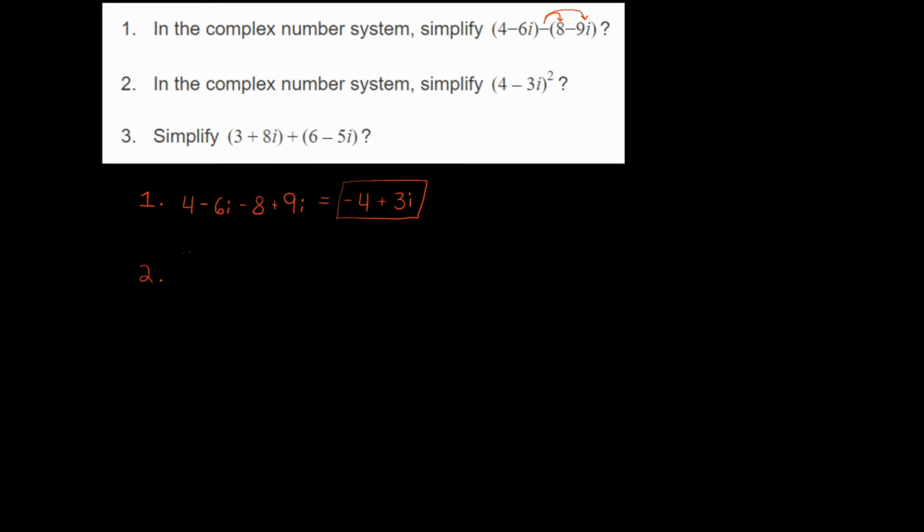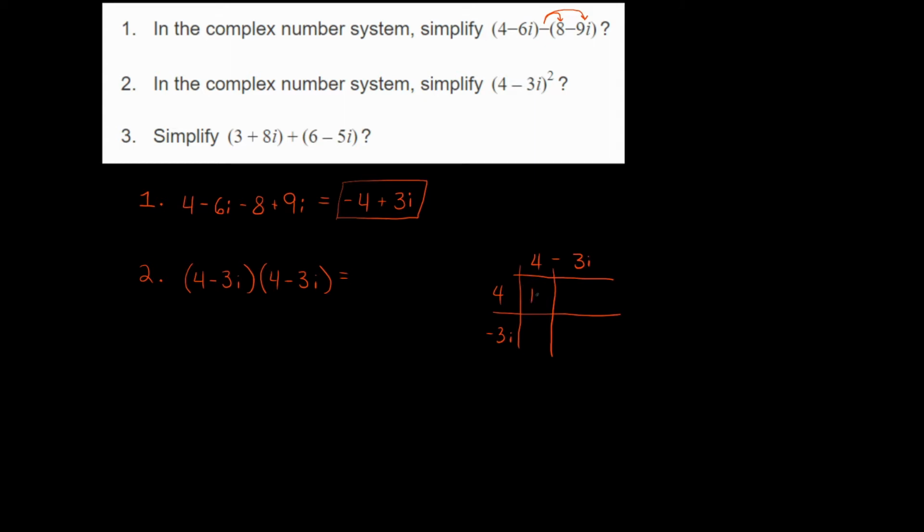Okay, 2. In the complex number system, simplify 4 minus 3i squared. That is a complex number. That is 4 minus 3i times itself. That's what squared means. So we'll rewrite this as 4 minus 3i times itself. And now you can use the box method or the distribution method. I prefer the distribution method, but I will demonstrate the box method. We are going to write 4 minus 3i, 4 minus 3i, and then we will make our little grid here. I should have put that negative sign closer to the 3i, but I think you get the picture.